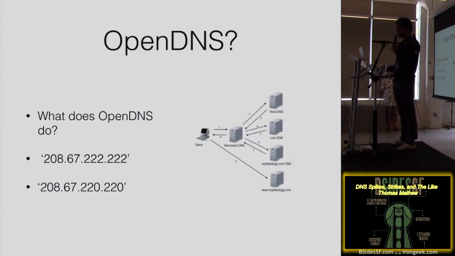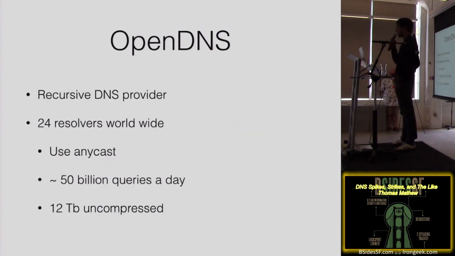So where does OpenDNS fit in this picture? Well, we are a recursive server. We currently have 2 IPs where you can point your browser's DNS setting, and we will then send you a set of answers back for any domain question that you have. We have 24 resolvers worldwide. We use Anycast, which is actually important, as we'll get to later on. And we see about 50 billion queries a day, which comes out to about 12 terabytes uncompressed. So it's a pretty large data size.